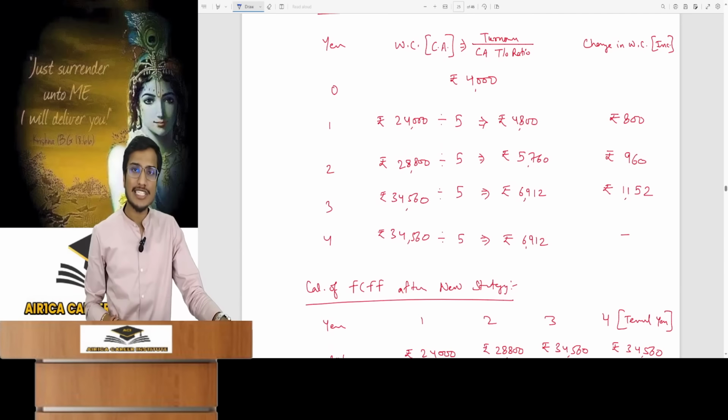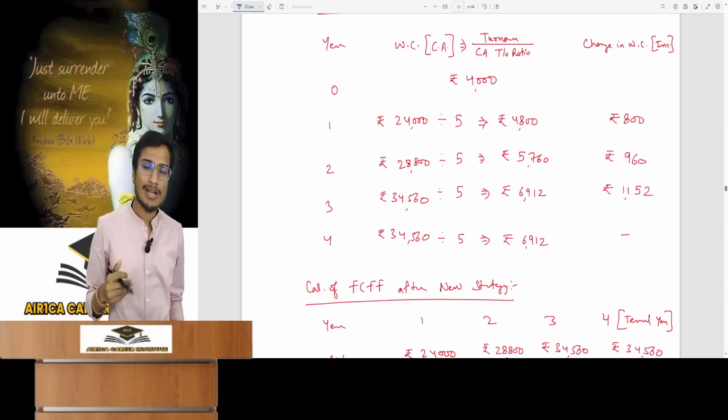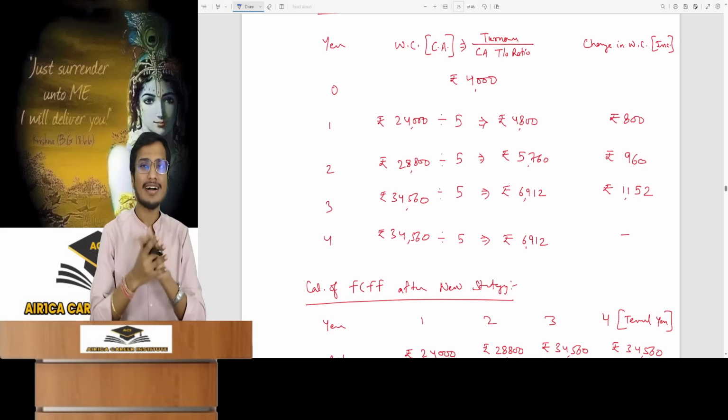Increase, decrease in working capital. The current asset turnover ratio is applied, and because there are no current liabilities, that itself will be used.